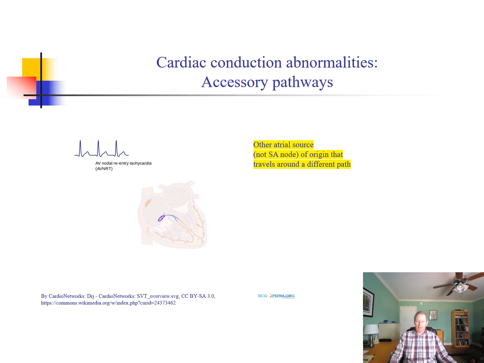So I hope that I've given you an overview now of the electrical conduction pathways for the heart. In the next video, we'll talk about the pumping action.